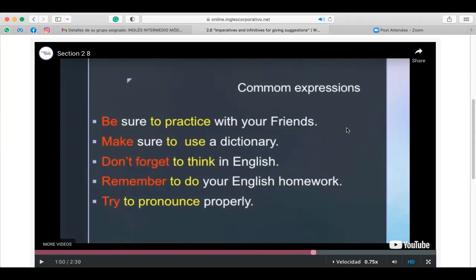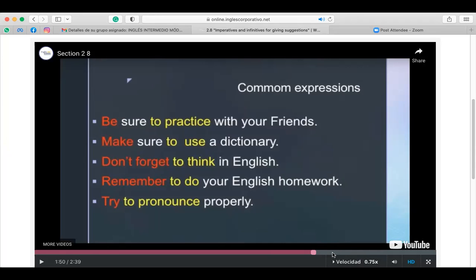Make sure to use a dictionary. Asegúrate usar un diccionario. Don't forget to think in English. No olvides pensar en inglés. Remember to do your English homework. Recuerda hacer tu tarea de inglés. Try to pronounce properly. Trata pronunciar debidamente, ¿verdad? Properly es como adecuadamente.